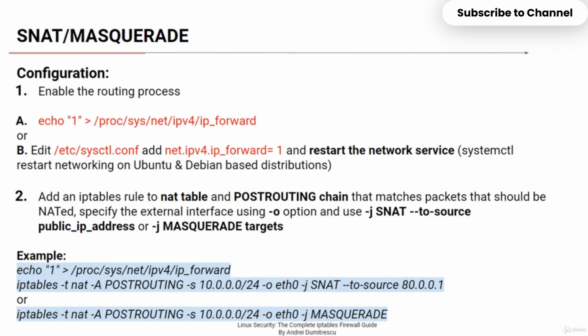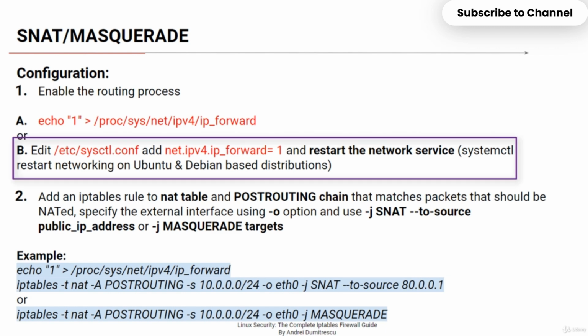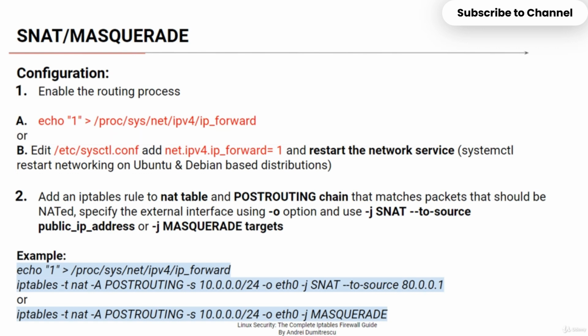The second possibility is to edit a file named sysctl.conf from the etc directory. And inside that file, we add net.ipv4.ip_forward equals 1. After editing the file, it is required to restart the network service. It can depend on your Linux distribution, but for example on Ubuntu-based distributions, you execute systemctl restart networking.